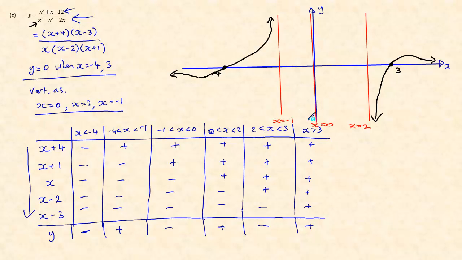Between negative 1 and 0, the curve is always negative. But it must go out along those two asymptotes. The only way it can do this is to go down there, must have a maximum point in here somewhere, and then it must go down there. Between 0 and 2 it's positive, but it must go along the asymptote, so the same sort of argument applies.